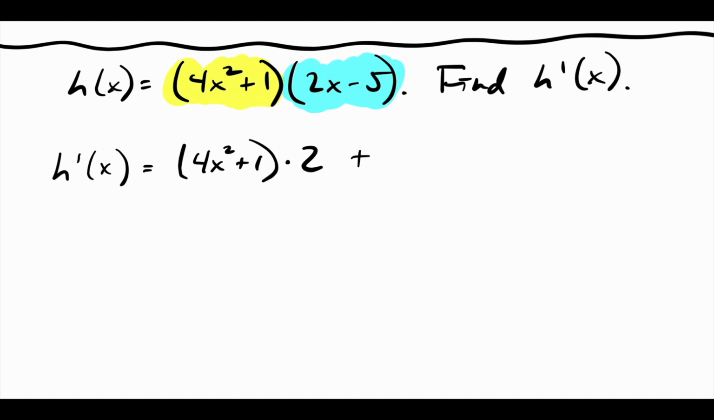Plus. Now the opposite. Now we're going to rewrite the second one. We're going to rewrite the blue one. So 2x minus 5 times the derivative of the yellow now. What's the derivative of the yellow going to be? 8x. Just 8x.